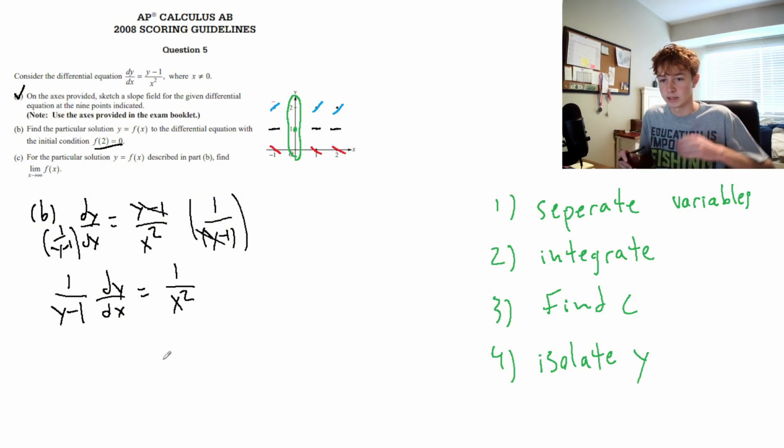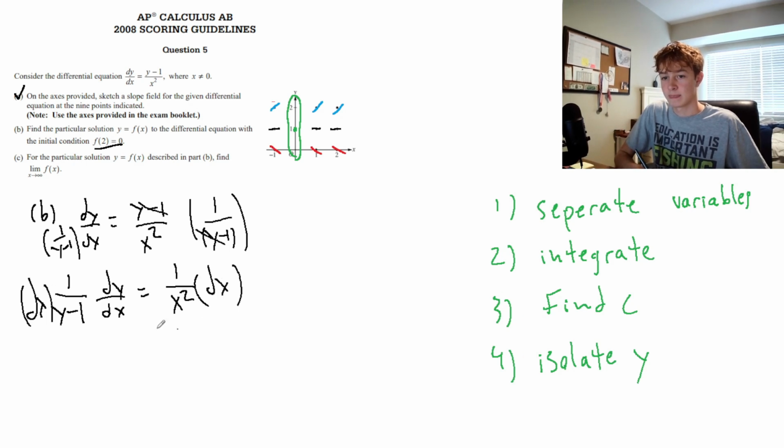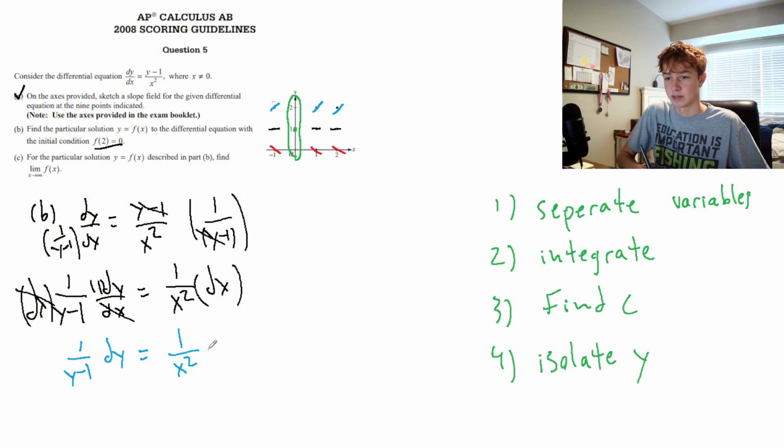So now we have 1 over y minus 1 dy over dx equals 1 over x squared. So now we want to get that dx over to the 1 over x squared side so we can have all the x's on one side of the equation. So what we can do is multiply both sides by dx. So then this will cancel, right? Because this is dx over 1 and this is essentially 1 over dx. So those cancel. And now we have dx on this side. So now what we have after we successfully separated the variables is 1 over y minus 1 dy equals 1 over x squared dx.